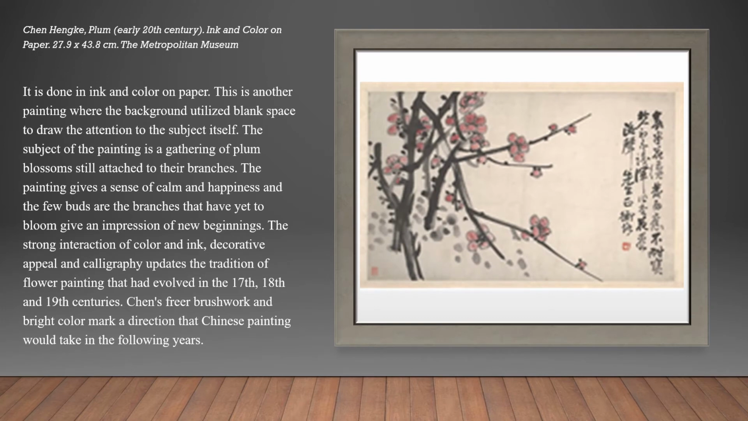Plum, painted by Chen Henke in the early 20th century, is done in ink and color on paper. This is another painting where the background utilizes blank space to draw the attention to the subject itself. The subject of the painting is a gathering of plum blossoms, still attached to their branches. The painting gives a sense of calm and happiness, and the few buds on the branches that have yet to bloom give an impression of new beginnings.